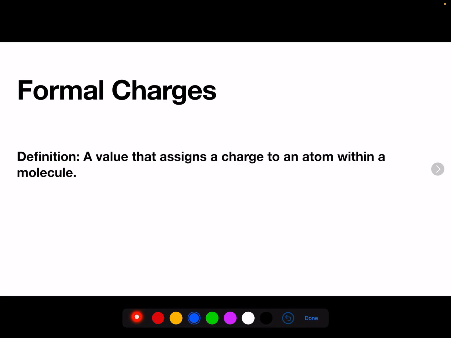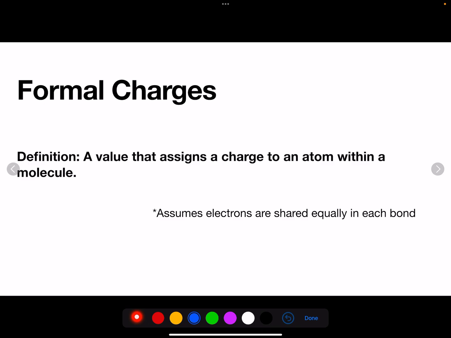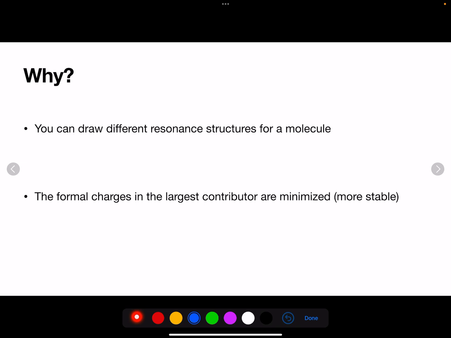Hey everyone, today we're going to be learning about formal charges. So, a formal charge basically assigns a charge to an atom within a molecule. And it's important to know that when you're calculating this, you're assuming that in each bond, the electrons are being shared equally between the two atoms that form that bond.